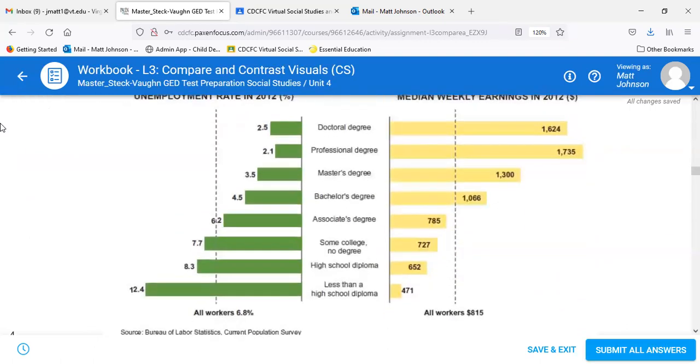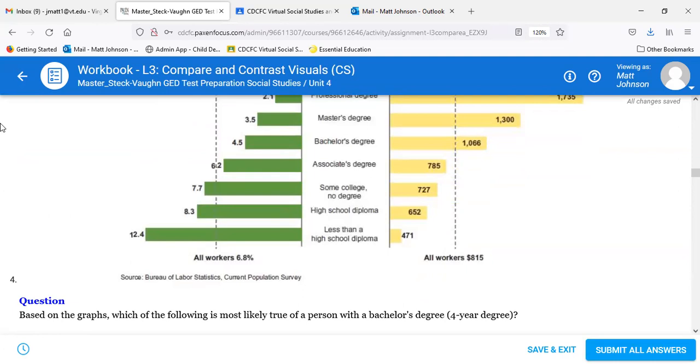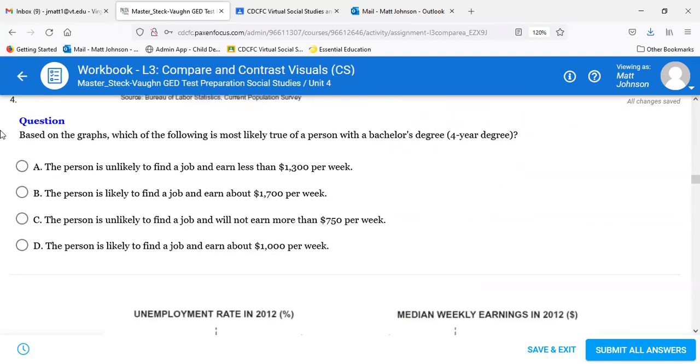And four, we got the same graph here. So Sasha Gay, how about reading number four? Based on the graphs, which of the following is most likely true of a person with a bachelor's degree? A, the person is unlikely to find a job and earn less than $1,300 per week. B, the person is likely to find a job and earn about $1,700 per week. C, the person is unlikely to find a job and will not earn more than $750 per week. D, the person is likely to find a job and earn about $1,000 per week.